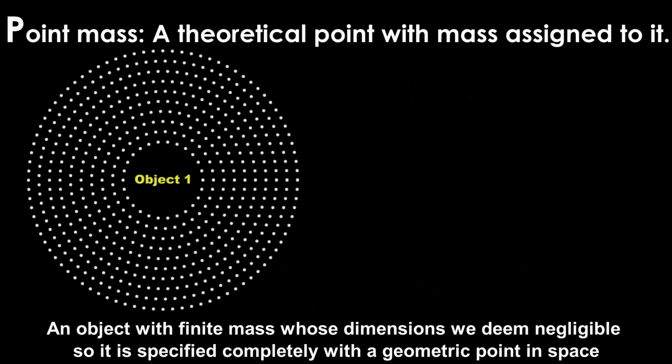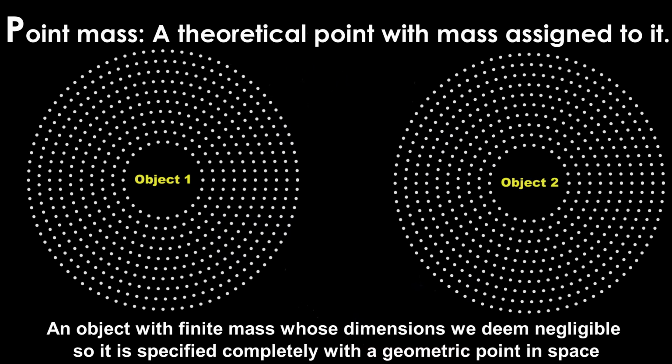Okay, let's make it simpler. Point mass means that two points of objects are going to attract each other, like object 1 and object 2, in such a way that they attract each other.